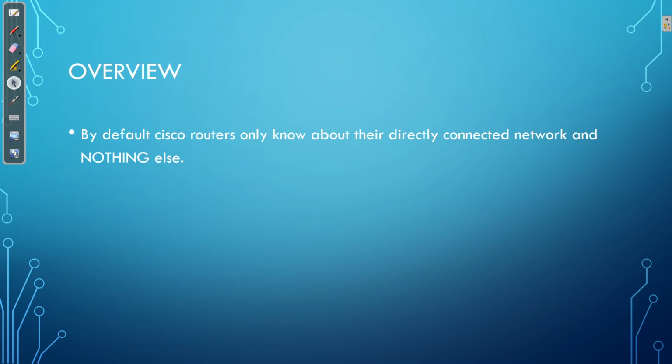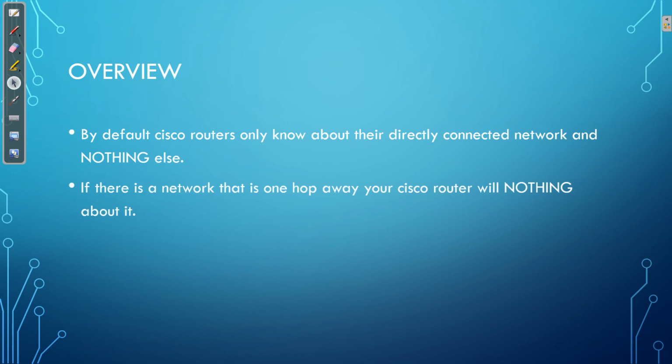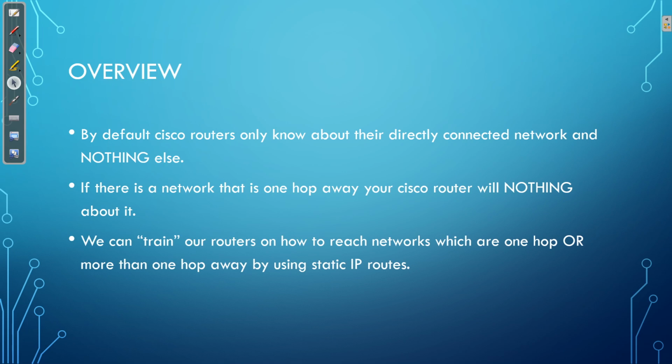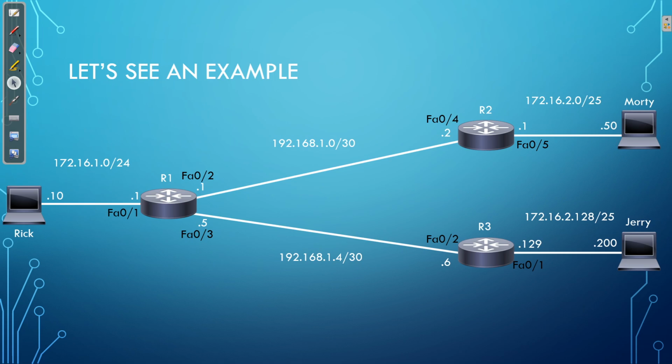By default, Cisco routers only know about their directly connected networks and nothing else. If there is a network out there that is one hop away or more than one hop away, your Cisco router will know absolutely nothing about that network, and it won't be able to reach or communicate with it. However, we can solve this issue because we have the power to train our routers on how to reach those networks by using static IP routes. So to really see what's going on, let's walk through an example.